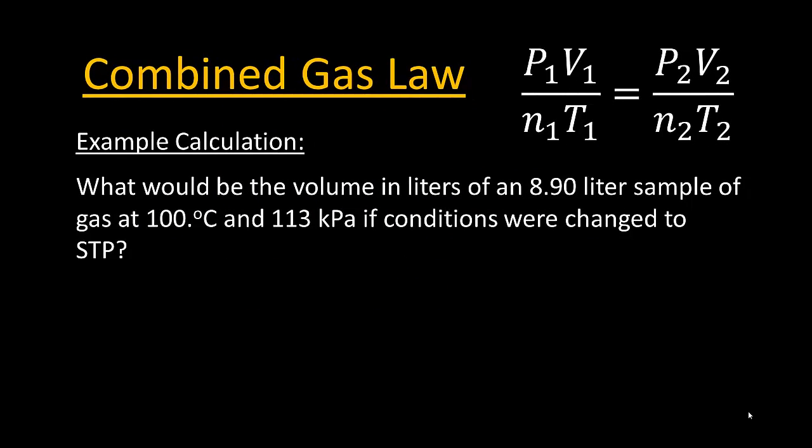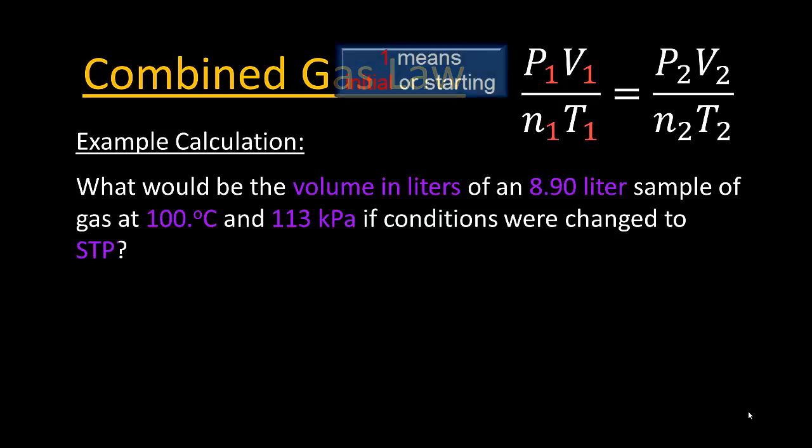Now let's do an example calculation. So what would be the volume in liters of an 8.9 liter sample of a gas at 100 degrees C and 113 kilopascals if conditions were changed to STP? Now remember, STP is standard temperature and pressure, and standard temperature is 0 degrees C, and standard pressure is 1 atmosphere.